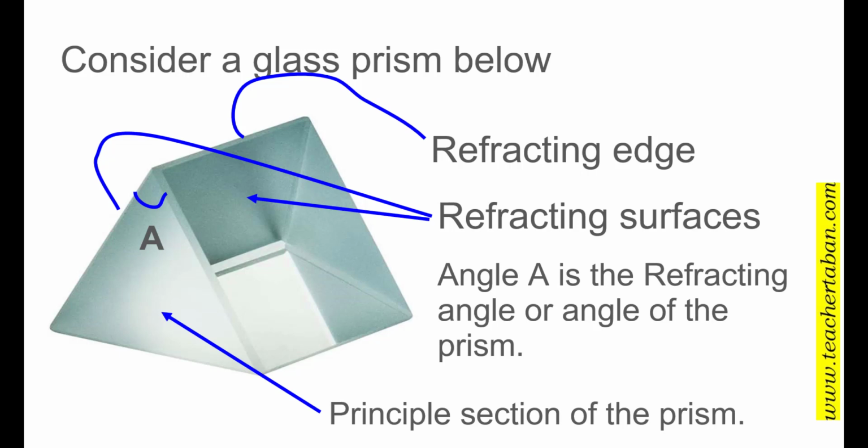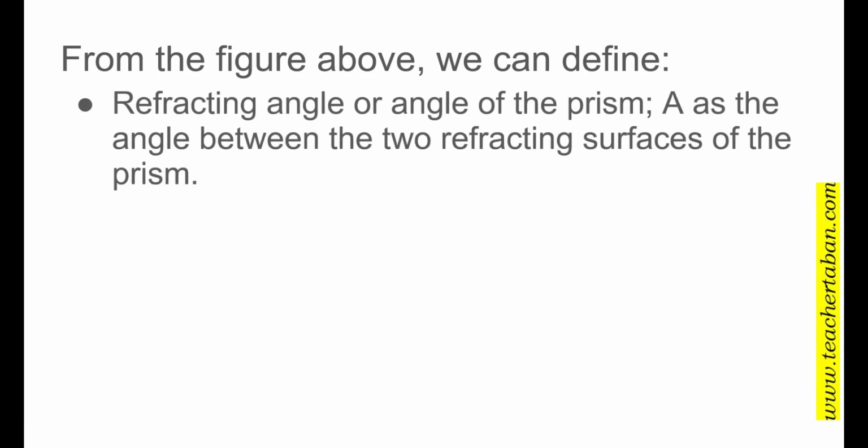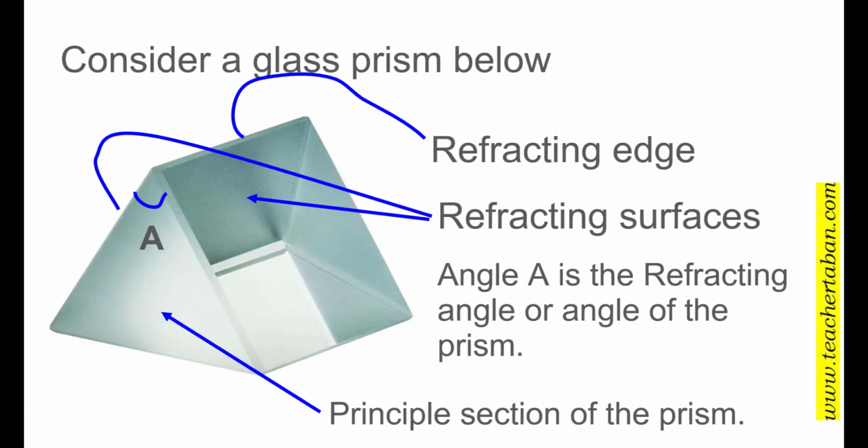So those are some of the parts of the prism that we need to remember all the way through this lesson. So how do you define the refracting angle of the prism? You can simply define this as the angle between the two refracting surfaces of the prism. I can take it back a little bit and you see how it looks. That is the refracting angle.